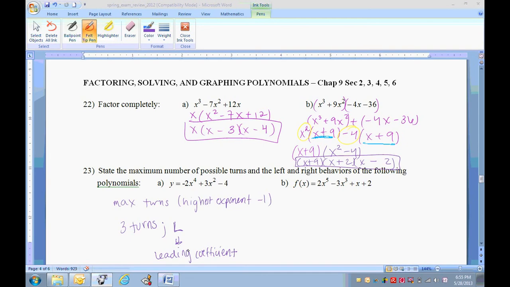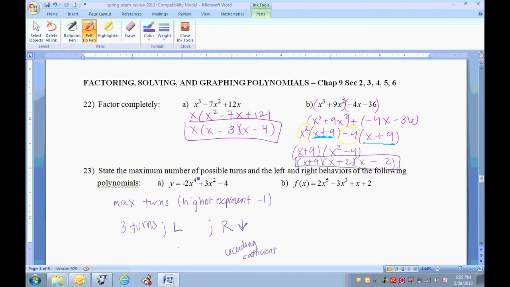Y'all, I'm sorry, scratch that. Let's go ahead and put left and right in here. And you always have to find your right behavior first. And the way you find your right behavior is you look at the leading coefficient. So the right is leading coefficient. And if the leading coefficient is negative, your right side behavior is going to go down. So in this case, it's negative, so it goes down.